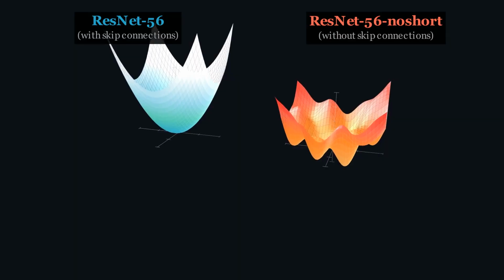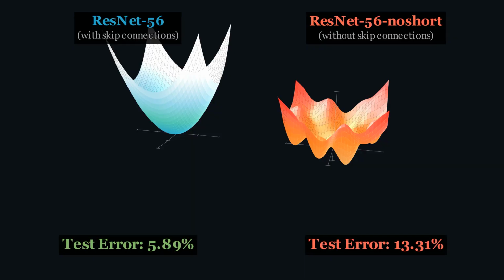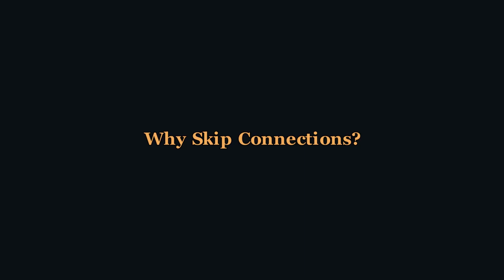On the right, the exact same architecture but with skip connections removed. The landscape becomes chaotic, jagged, full of sharp features. The smooth landscape achieved 5.89% test error. The chaotic one, 13.31%. That's a 7.42 percentage point gap, caused entirely by removing skip connections. So why do skip connections make such a dramatic difference?